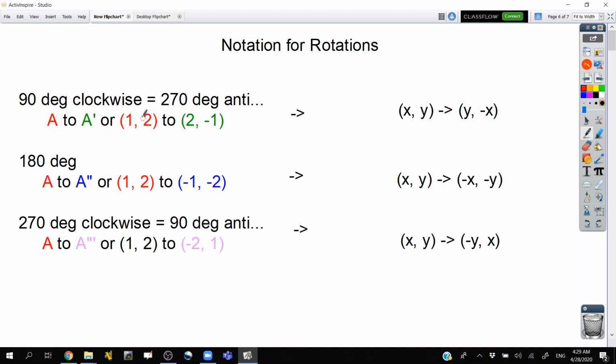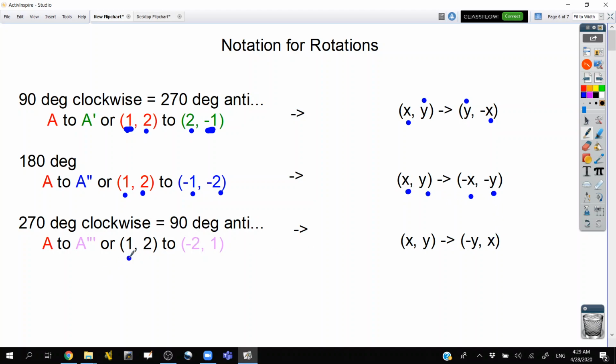Just follow this through. This x coordinate here moved over to the y and became negative. So that x will move over here and become negative. And this y coordinate just became the x coordinate. So this y coordinate here becomes the x coordinate. That's it. Same thing here. You can see x becomes negative, y becomes negative.